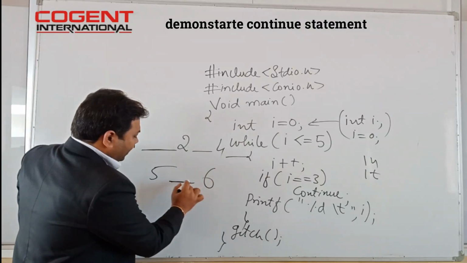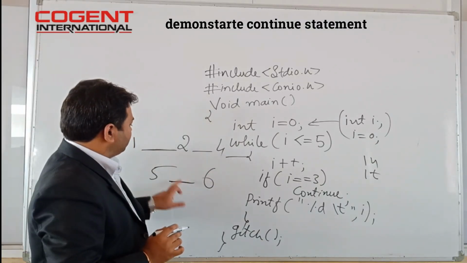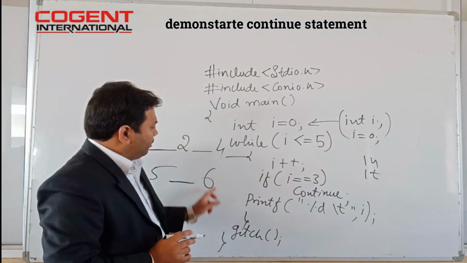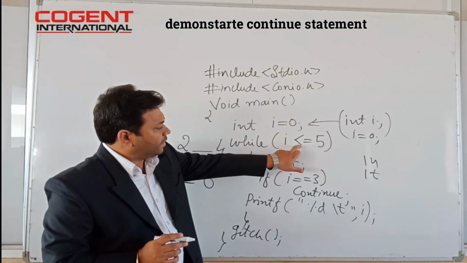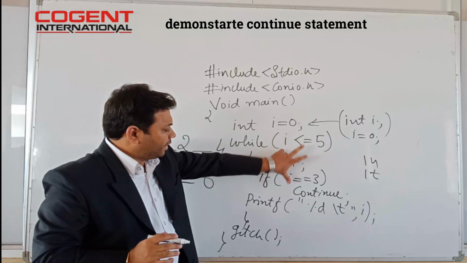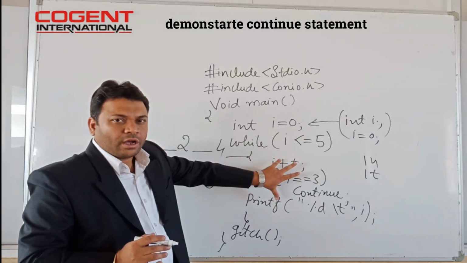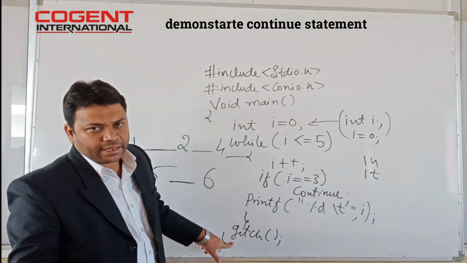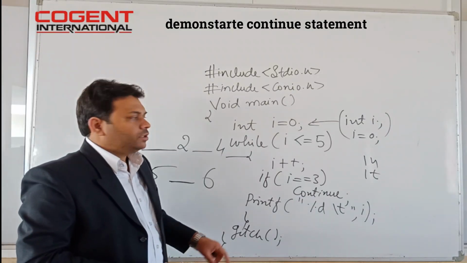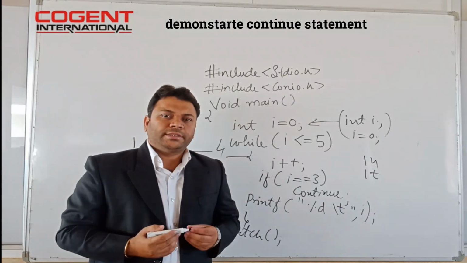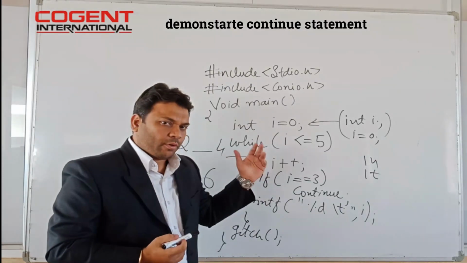Here the \t indicates spaces. Don't get confused. Then I value is 6. 6 is less than or equal to 5? The condition becomes false. Then it has to come out from this loop and execute the next statement, that is getch, to get the character from the keyboard here. So this is the usage of the continue unconditional statement in the C program.